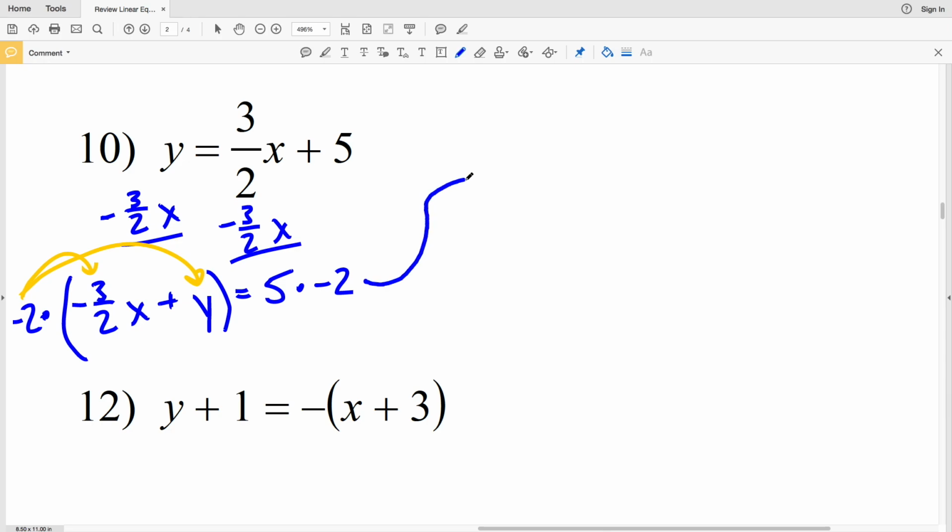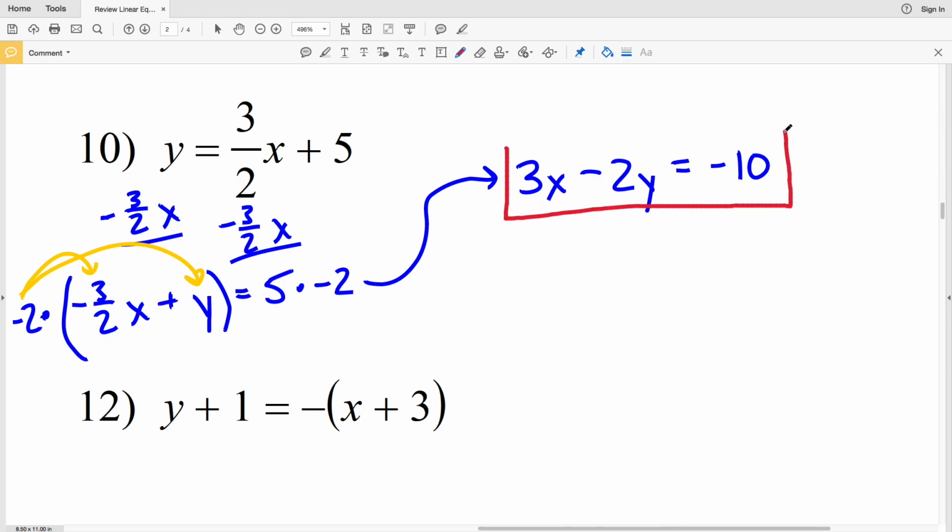So continuing my work over here, I'll get that -2 times -3/2 is a positive 3, and that's multiplied to x. So I'll have 3x plus -2 times y is a -2y, but I can write plus -2y as minus a positive 2y, and that's going to be equal to 5 times -2, which is -10. 3x minus 2y equals -10 is standard form for number 10.